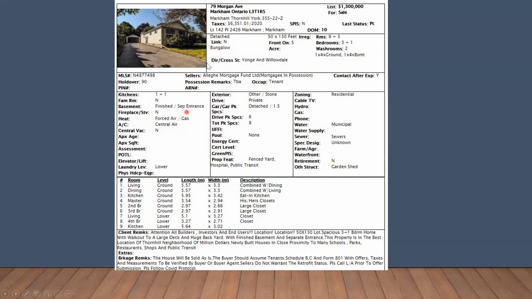Other thing is you want to look at who the seller is, right? This seller is a mortgage fund. They're basically selling the property. This property's been on the market for 10 days. There's a price reduction on it, which says price change. So these are the kind of deals you want to look at, right? You can see they're motivated. They did a price reduction, 10 days on the market, except for the fact that it's tenanted.